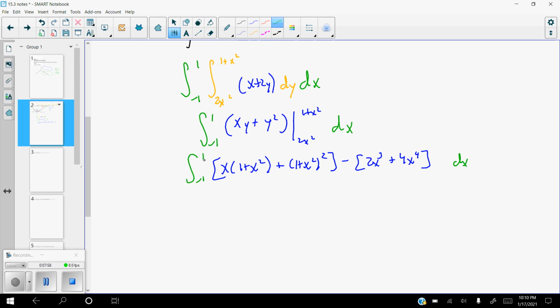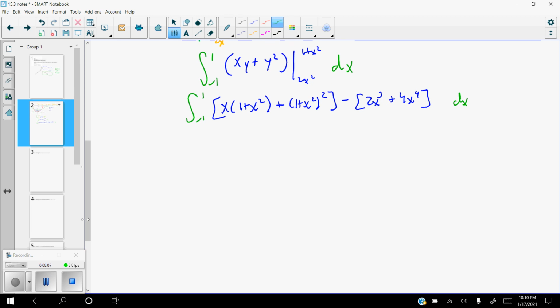Now you're most likely going to want to go ahead and expand all this stuff out, combine like terms, just to make it easier to take the next antiderivative with respect to x. But now we do have everything in terms of one variable, so now it just basically becomes your standard single integral. So let's go ahead and expand all this. So the first one's going to give us x plus x cubed. 1 plus x squared squared will be 1 plus 2x squared plus x to the 4th. And then we're going to subtract 2x cubed and 4x to the 4th.